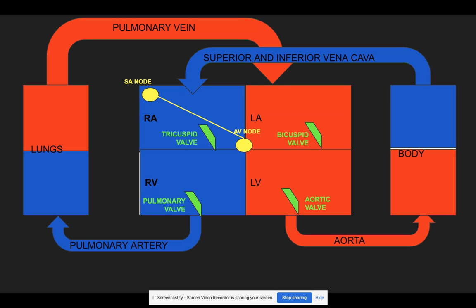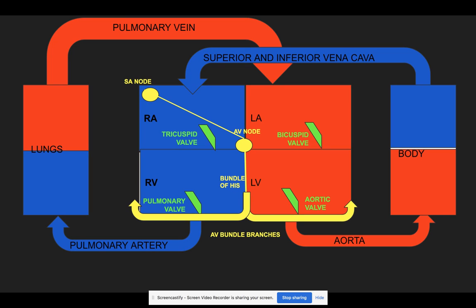The reason why it's called the AV node is that it's transferring the impulse from the atria to the ventricles. In order for that impulse to move through the actual ventricles, that electricity is going to go through the bundle of His and through the AV bundle branches to transfer the impulse there. Next, these little lines are going to represent fibers, specifically the Purkinje fibers. Those fibers cause the ventricles to contract at the exact same time.